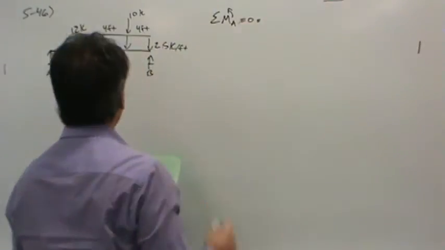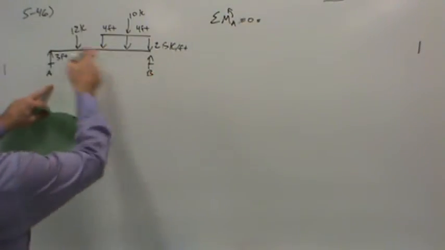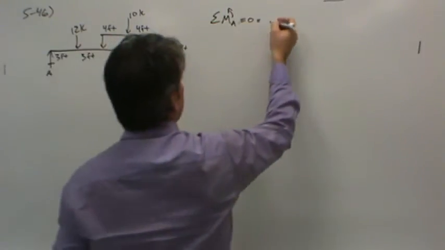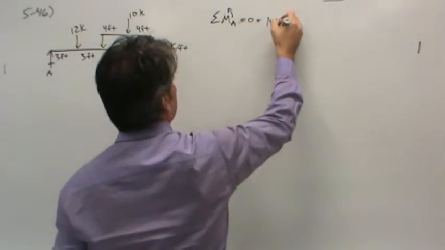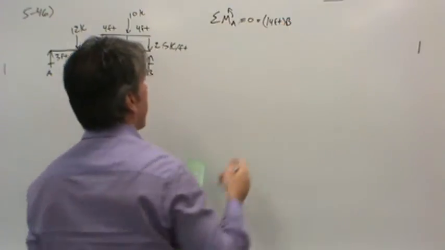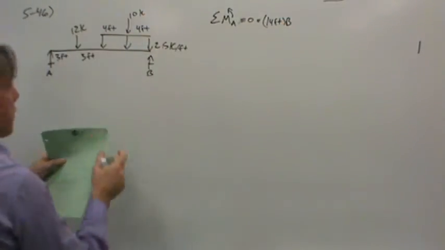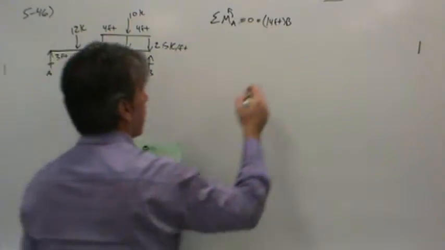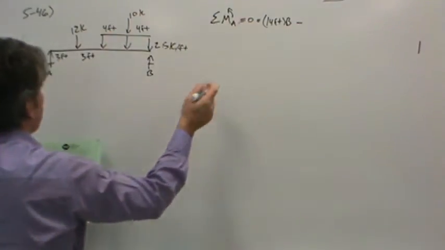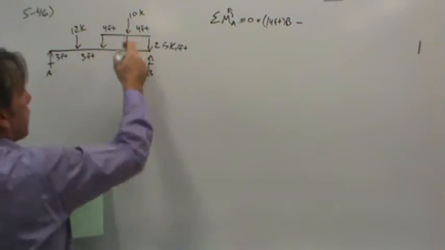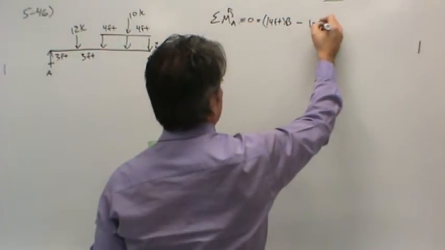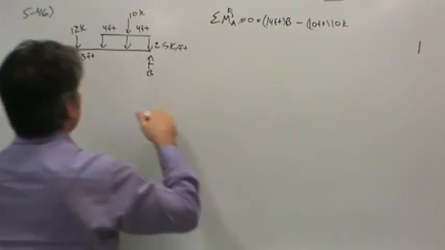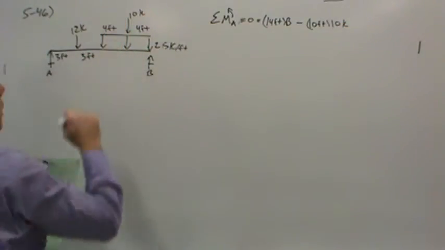Anyway, for B, if we're summing moments about A with counterclockwise being positive, I'll start from the right. Essentially, we have 14 feet multiplied by the load at B. That's the moment caused by that force. Then, if we consider the 10K load next, that's a moment in the opposite direction. 3 plus 3 plus 4 will give us 10 feet multiplied by 10K. So that's a negative moment due to that concentrated load.